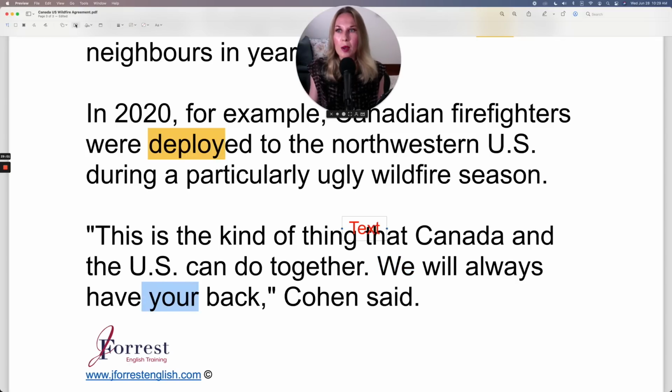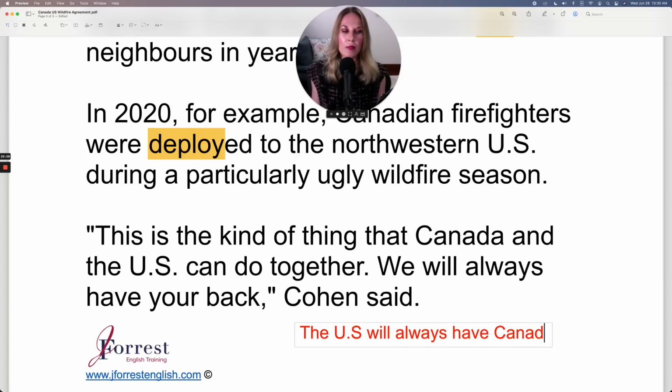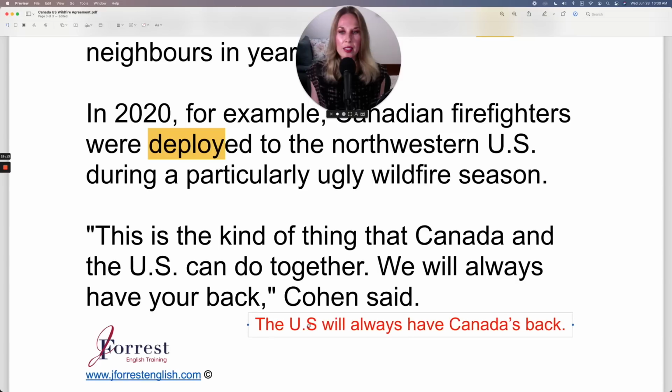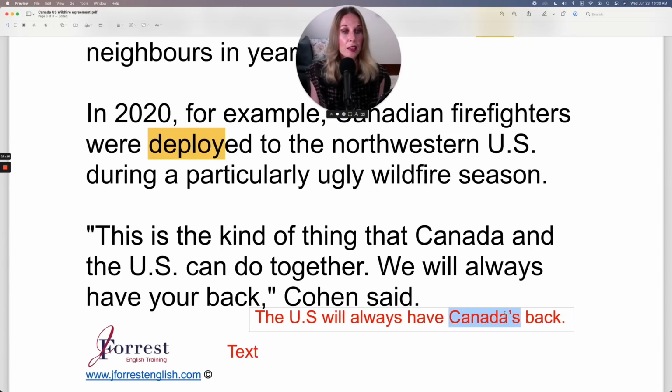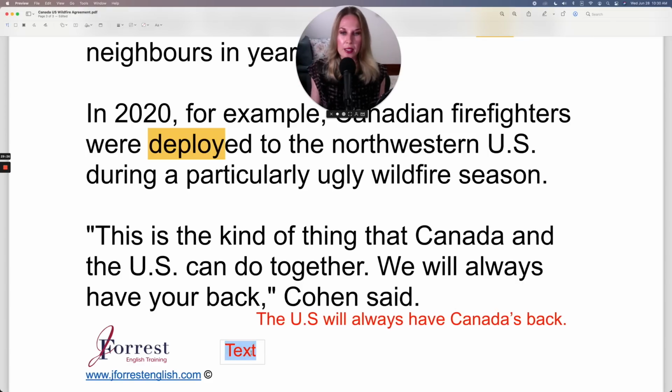So let me write that because I want to explain this expression to have one's back. So the US will always have Canada's back. So the expression is to have one's back. And that's why I changed it to the US and Canada, because I wanted you to see this possessive. To have one's back. It's possessive. This is the expression to have one's back.